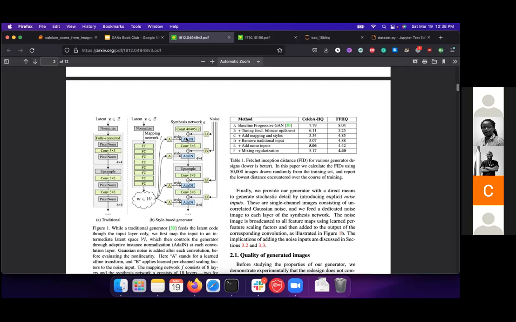Here we have AdaIN. AdaIN is actually adaptive instance normalization. In a similar manner to batch normalization, we have something called instance normalization. In batch normalization, as Zach pointed out, we are taking a batch of images or a batch of data points, right? But for instance normalization, we don't take a batch. We take one instance and we simply normalize it. So it's simple normalization, but because we have batch normalization, we call it instance normalization.